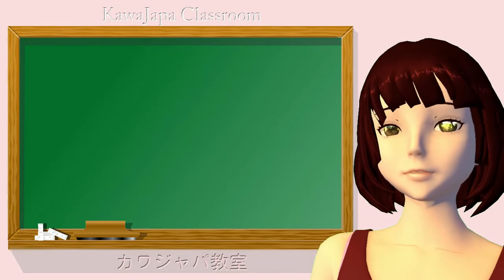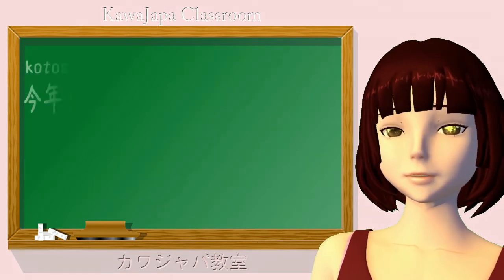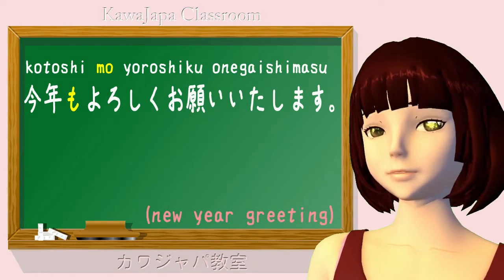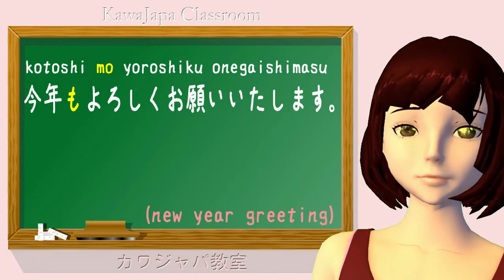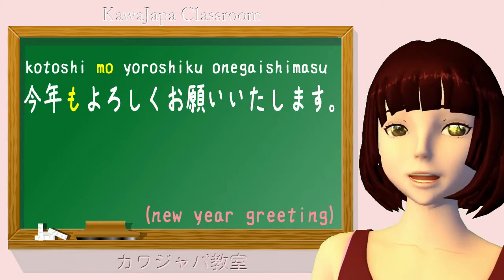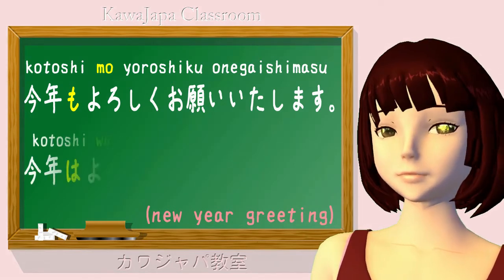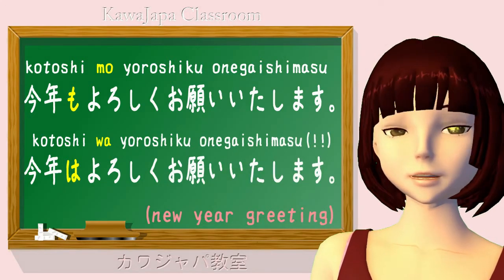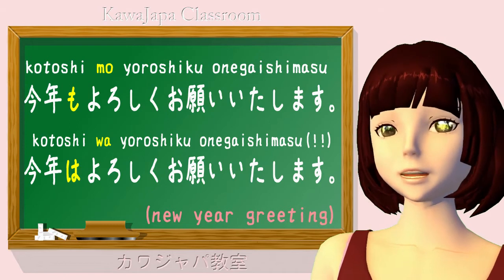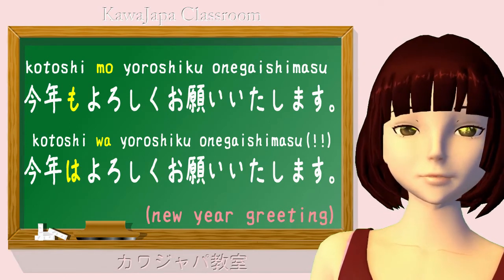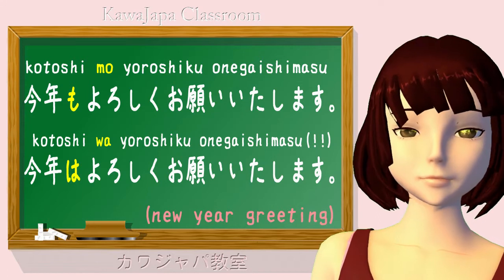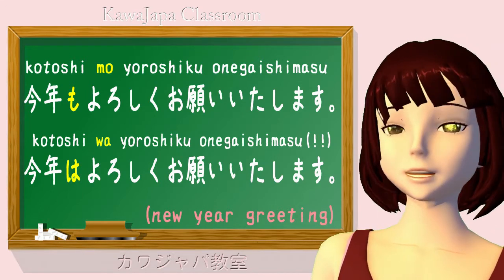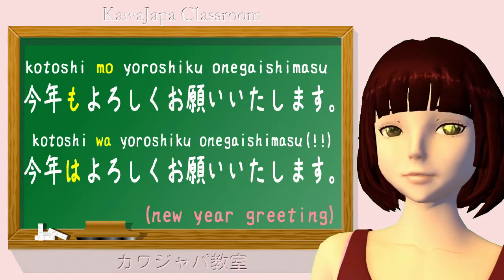Every year, we say, 今年もよろしくお願いします. That means, once again this year, please be good to me. If you were to say, 今年はよろしくお願いします, that would be a very unfortunate choice of words. The first one means, this year once again, please be good to me. But 今年はよろしくお願いします sounds as if you're saying, this year, please treat me well and don't treat me the way you treated me last year.